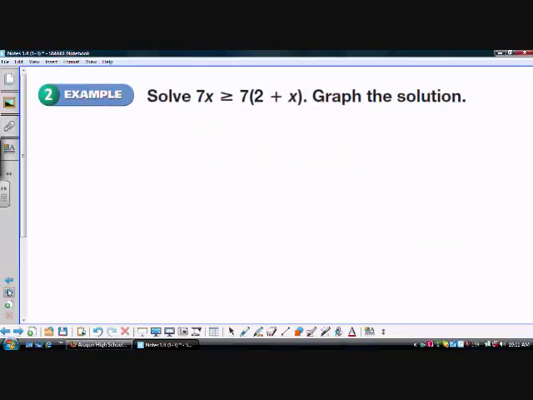All right. This one looks almost the same, so there must be a catch. So we'll start off the same way. 7x is greater than or equal to, and we'll distribute. 7 times 2 is 14, plus 7 times x is 7x. Next step.